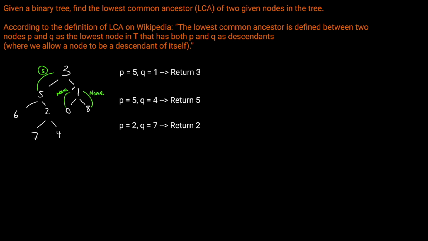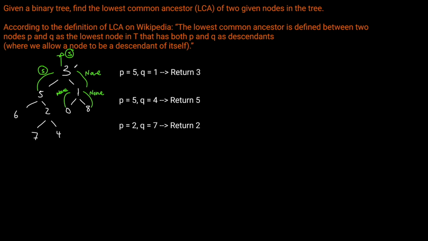And that means that from 1, we haven't found it in its left subtree or its right subtree, and obviously 1 doesn't equal 5 or 4. So from here, we return none. Now we've fully explored 3's left subtree and right subtree, which means that we check, okay, did we receive a non-null node from both left and right? We didn't, but we did receive a non-null from the left, which means that the LCA must be this node here. So we're simply going to return up the tree this 5.